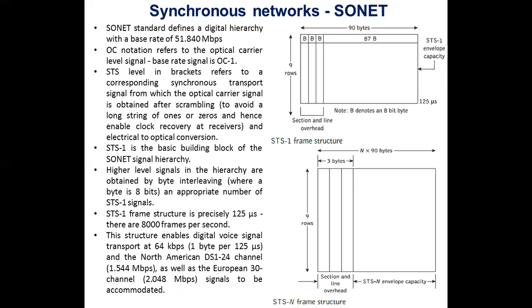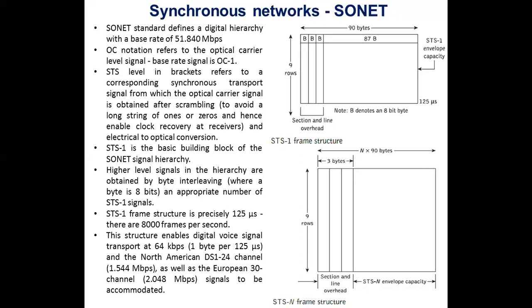You can see the frame structure of the SONET, the STS1 frame structure and the STS-N frame structure. The structures are the same. STS1 is the basic frame, which has a total of 90 bytes, out of which 3 are used for section and line overhead, whereas the remaining 87 bytes will be used for envelope capacity. The total frame time, as I told you, is 125 microseconds, and it consists of 9 rows.